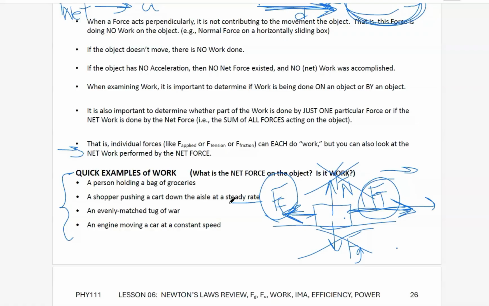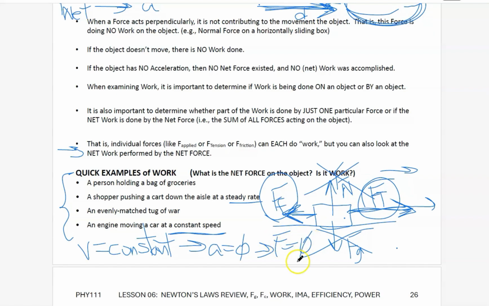An engine moving a car at a constant speed. A constant speed, again, if it's constant velocity, if velocity is constant, this goes back to the 5 things I told you about. Velocity is constant, the acceleration is 0, which means the force is 0. And if the force is 0, the work is 0 also.